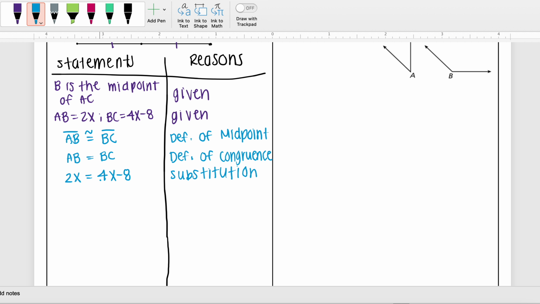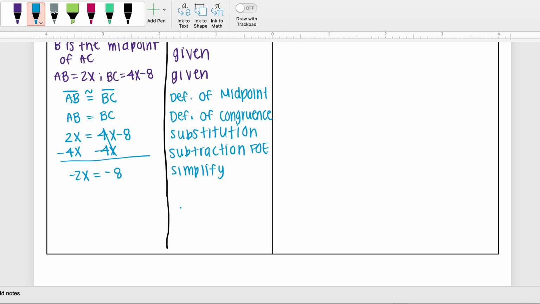And now I need to solve. So I'm going to subtract 4x from both sides. And there I'm using subtraction POE. And so I get that negative 2x is equal to negative 8. And there I just simplified. Divide by negative 2. And simplify.